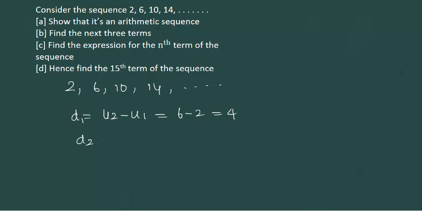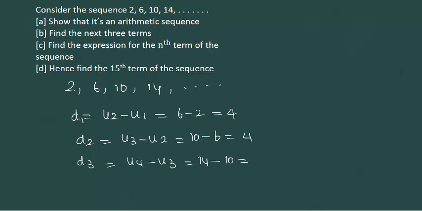The second difference would be u3 minus u2, third term minus second term. That is 10 minus 6, which is also 4. And D3 is U4 minus U3. That is 14 minus 10, which is 4. Since D1 equals D2 equals D3, the differences are common, so this follows an arithmetic sequence.